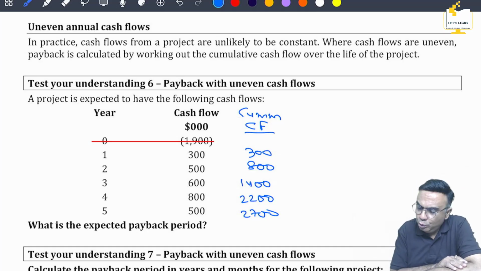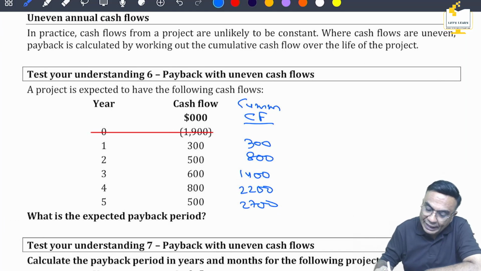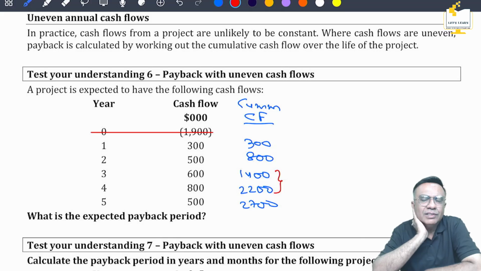$2,700. Now you want to recover what? You want to recover 1900. Now see, if I cumulate the cash flow, 1900 is getting recovered over a year. You can just write down the solution.